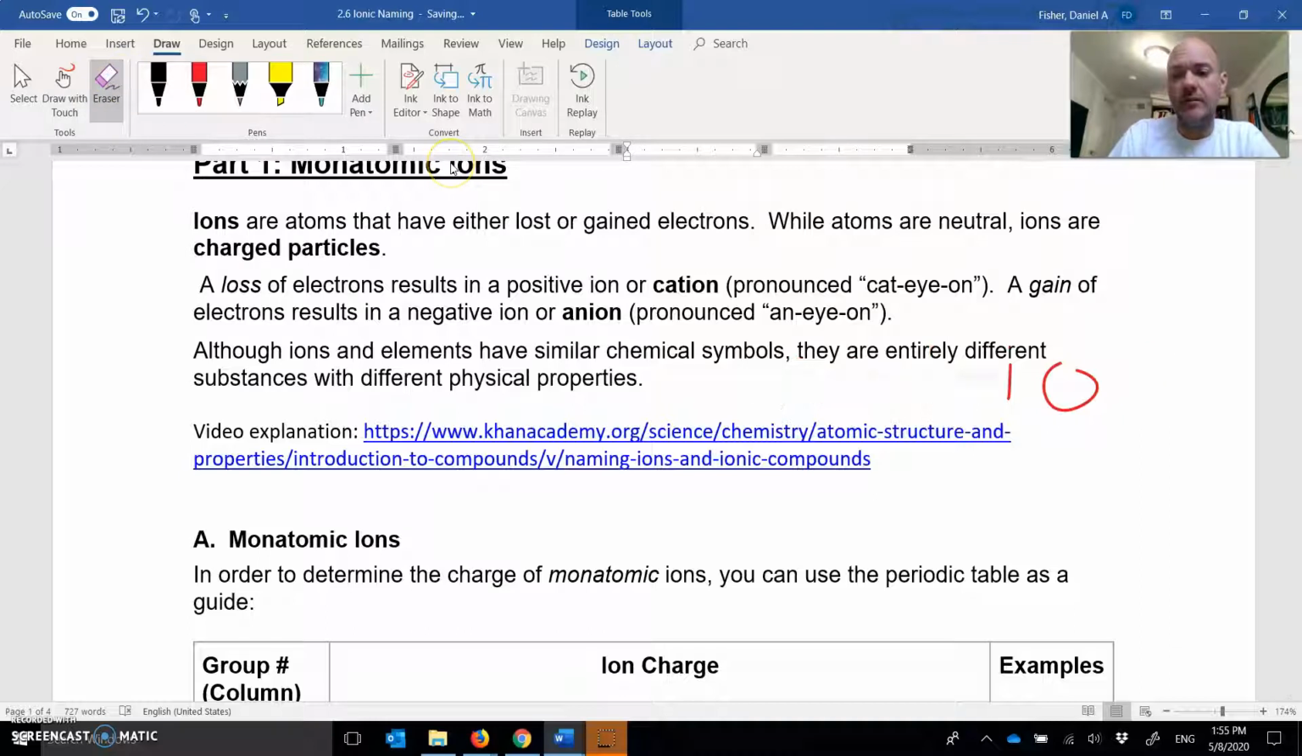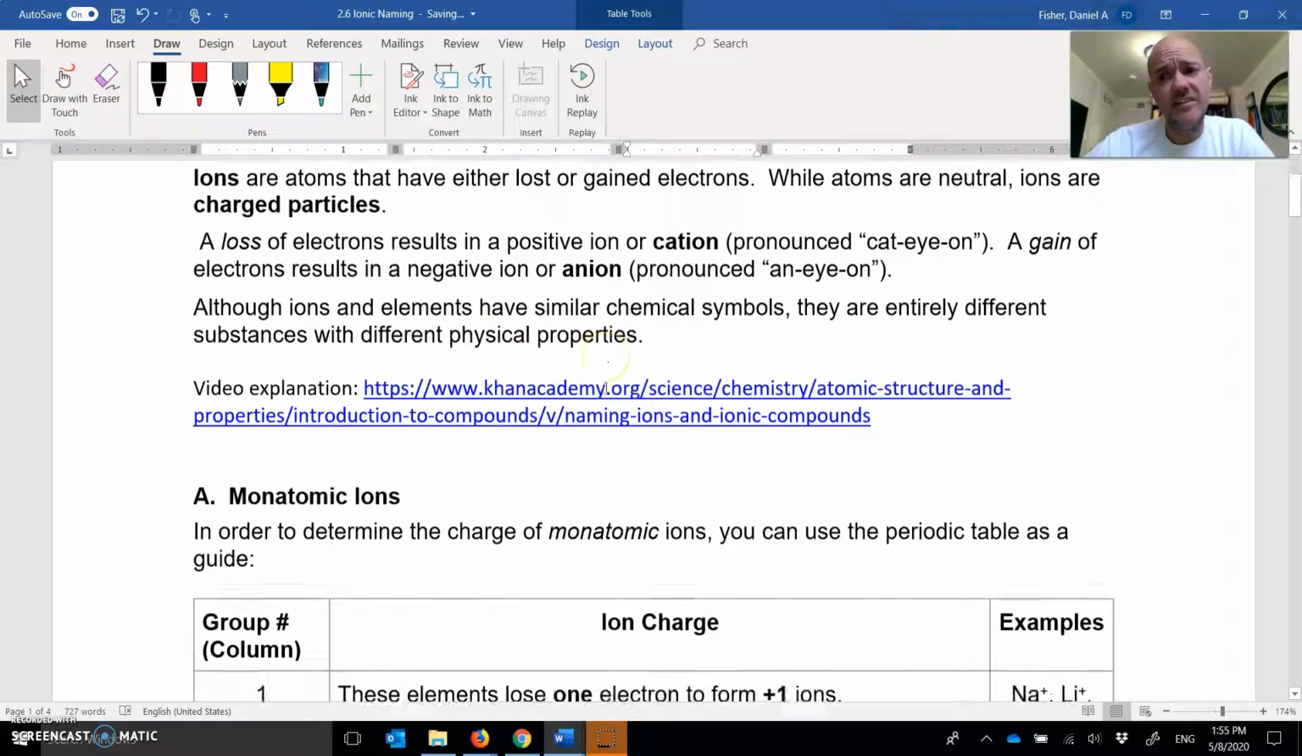I'm going to erase that right now and go back. So remember, cation's positive, anion's negative.